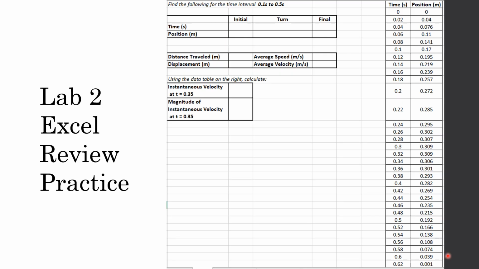So you can see here, this looks a lot like the lab that we did. There's some data over here that looks just like the Capstone data that we captured last week. And these first 2 tables should look very familiar from the lab last week. This last one is just to make sure that you understand instantaneous velocity and magnitude. But I'm going to recommend that you pause the video here, work your way through these 3 tables, and then resume the video once you've finished and check your answers against mine.